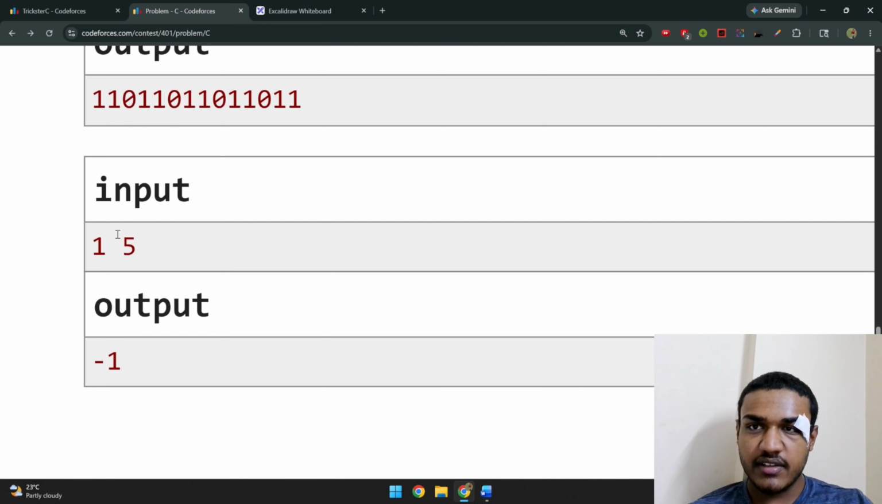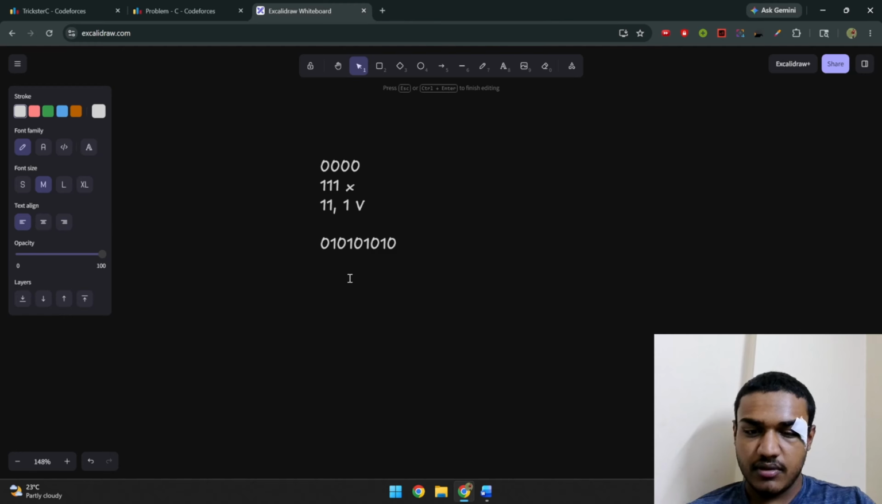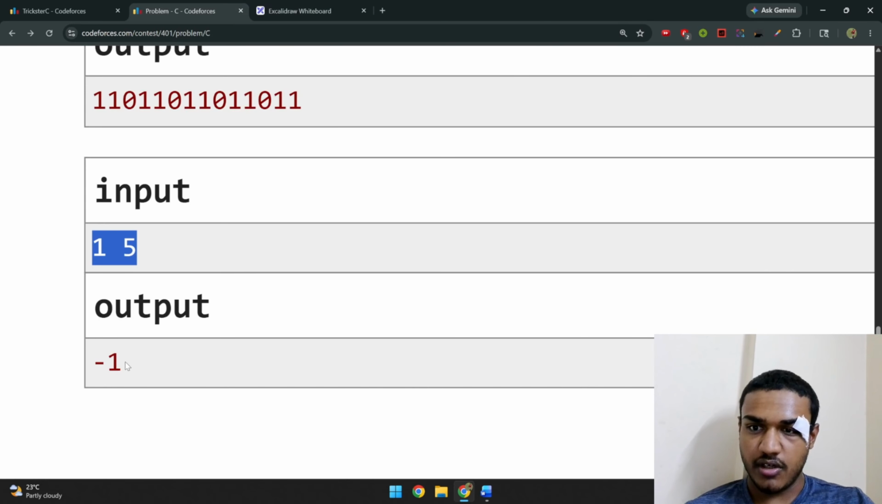Also, let's look at a case where this fails, 1 and 5. Fairly simple: we have one 0 and five ones. Wherever we place that zero, we'll need to put the five ones together, and this clearly fails the condition that three ones can't be together. So this pattern can't be found, so we just say -1.